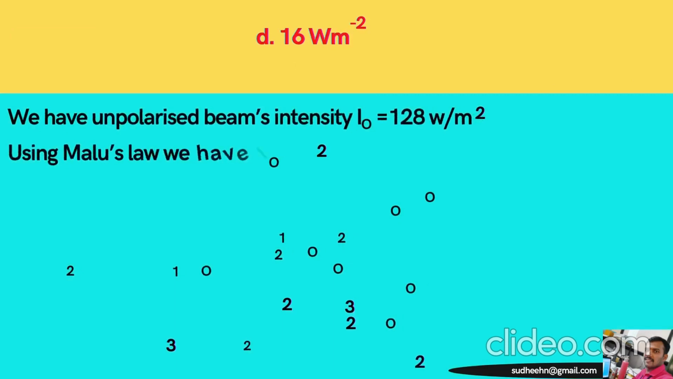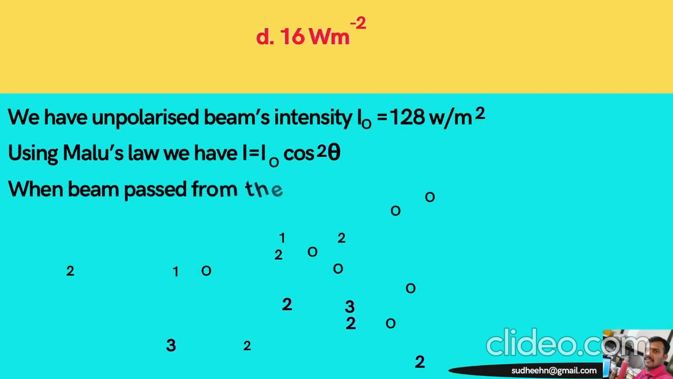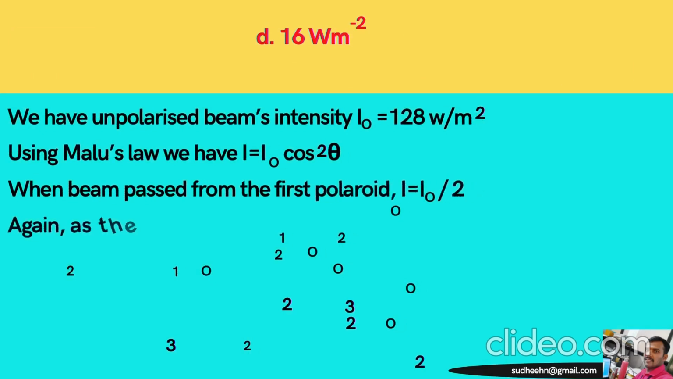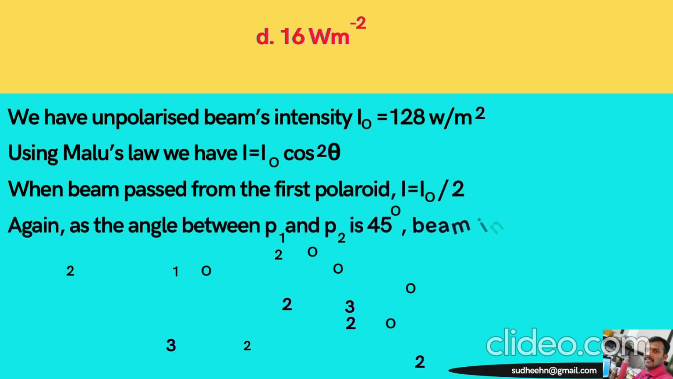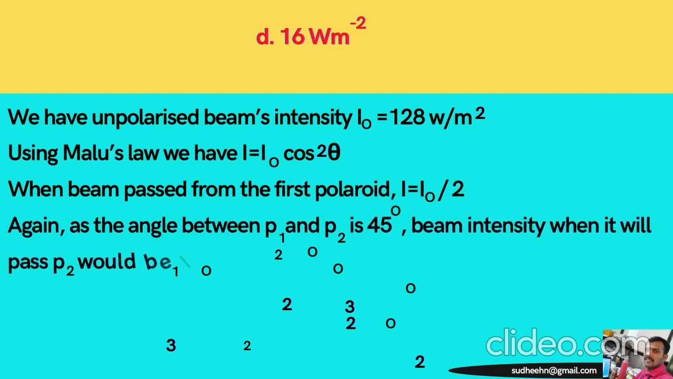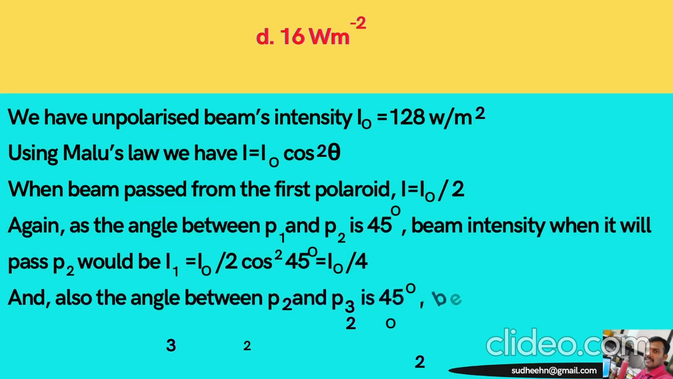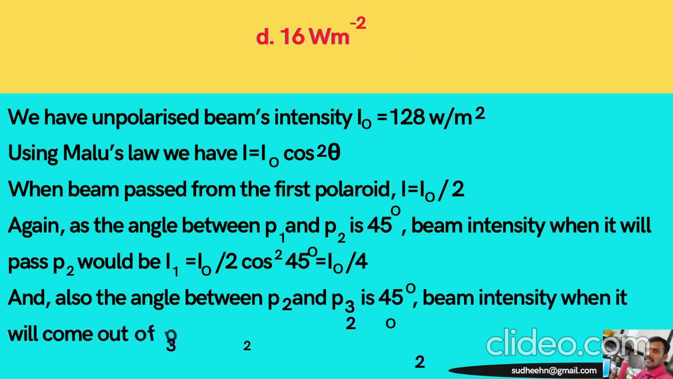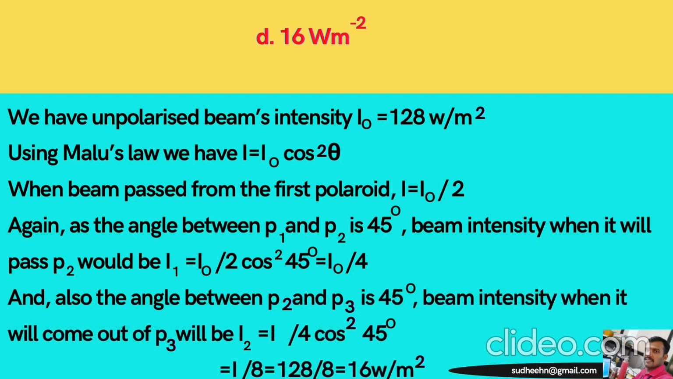That is by the help of the relation: unpolarized beam intensity I naught is equal to 128 watt per meter square, and Malus law, that is I is equal to I naught cos square theta. By considering the first Polaroid, I is equal to I naught by 2. By considering the angle between P1 and P2, that is 45 degree, beam intensity when it passes P2 would be I1, that is I naught divided by 2 cos square 45 degree, that is equal to I naught by 4. Considering the angle between P2 and P3, that is 45 degree, beam intensity when it comes out of P3 will be I2, that is equal to I1 divided by 4 cos square 45 degree.